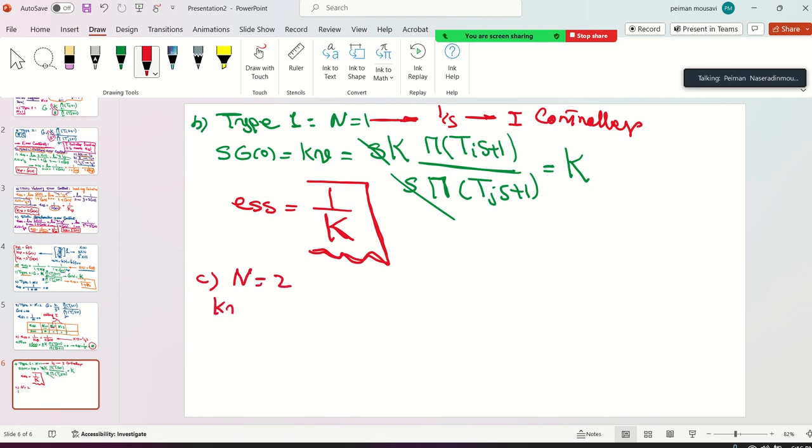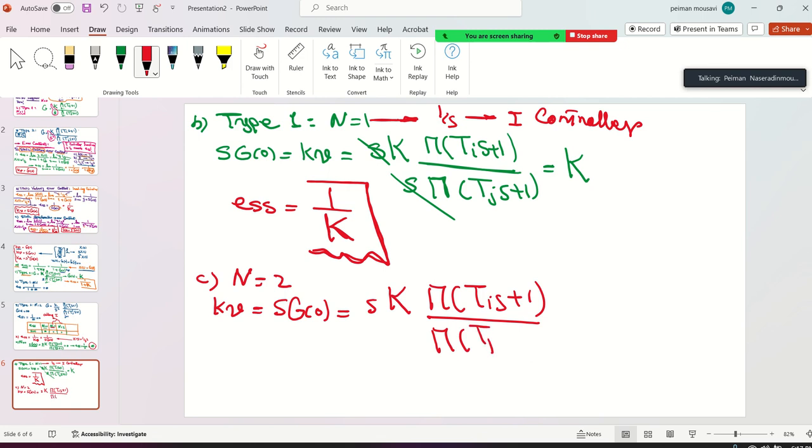So your Kv, which is s G(s), is K (τ_i s + 1) over (τ_j s + 1), and it's type 2. Here, for type 1, this is s squared. So you have s here, so it's going to be 0. 1 over 0 is going to be infinity. So e_ss is going to be 1 over infinity, and you made it 0 now by adding another I controller.